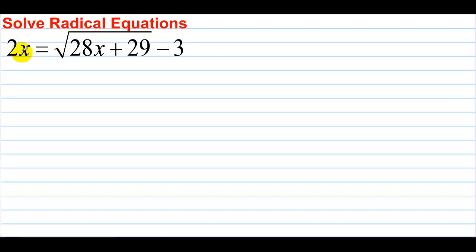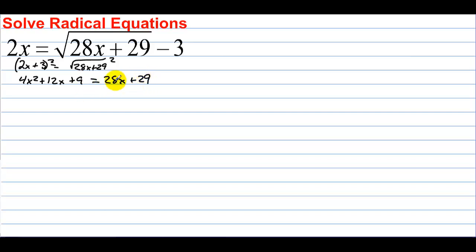Solve radical equations. Let's get the radical by itself, so we'll add 3 to the other side. And we get the square root of 28x plus 29. Now we can square both sides. So we get 4x squared plus 12x plus 9 is equal to 28x plus 29.